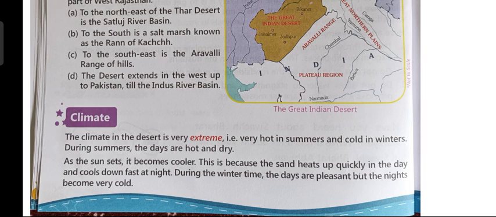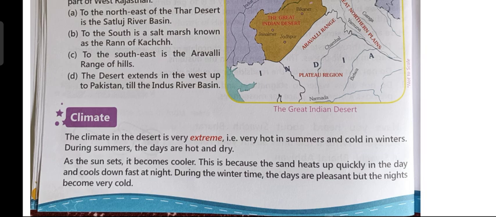Now, lastly, in the winter time, the daytime is pleasant. In the daytime, the temperature is moderate. But at night, it becomes very cold. So it becomes very cold at night, whereas the daytime is pleasant during the winter season in the Thar Desert.